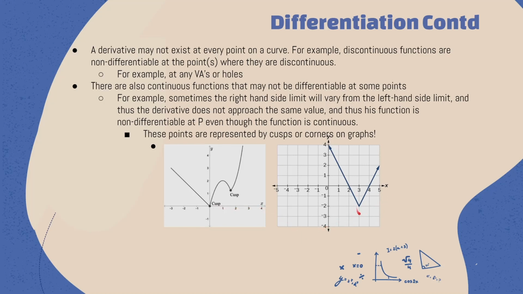Again, the same kind of scenario on this side. We're going from, this seems to be -2, and this is +2. Again, two different limits, and thus we can't find the derivative.